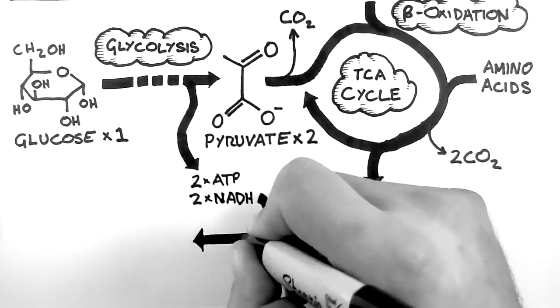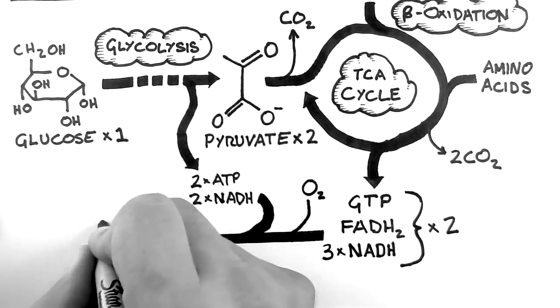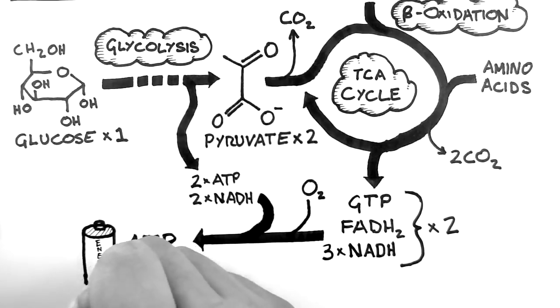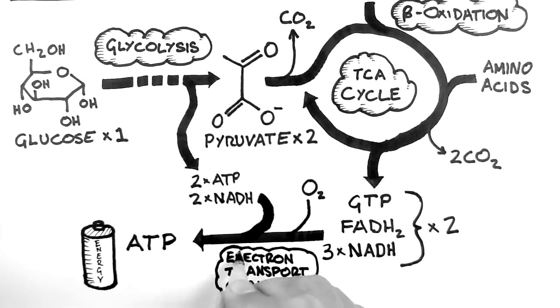The FADH2 and NADH molecules are then used to create ATP, which, as I said before, is the energy of the cell. This process happens via the electron transport chain within the mitochondria of the cell, and this is the part of the process that requires oxygen. The reason that humans require oxygen is to supply it to the electron transport chain and create ATP.